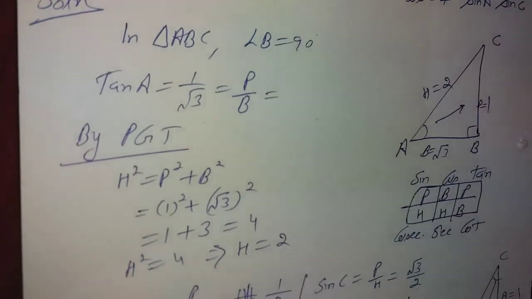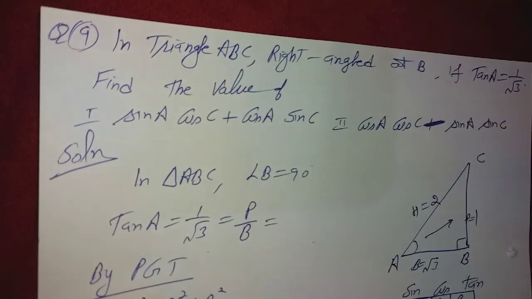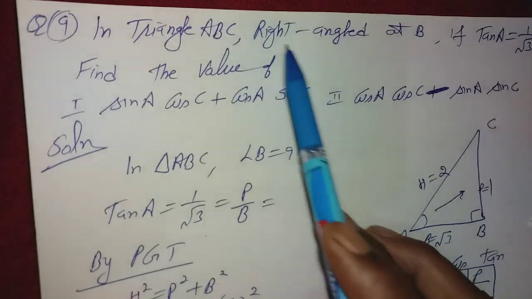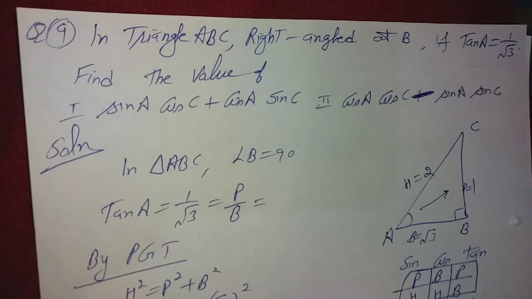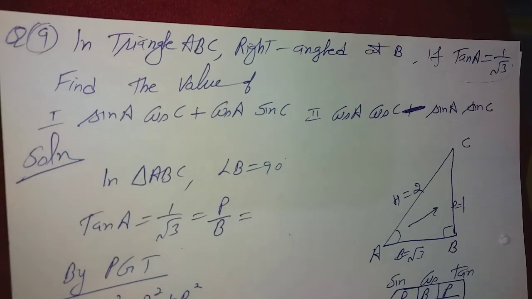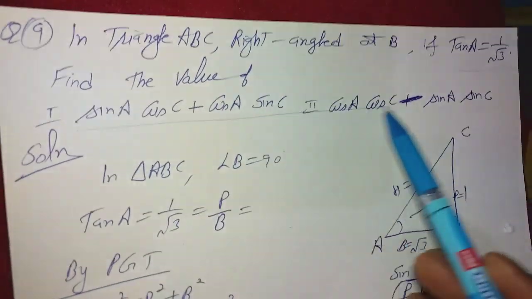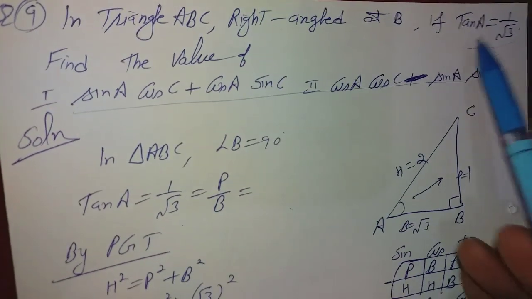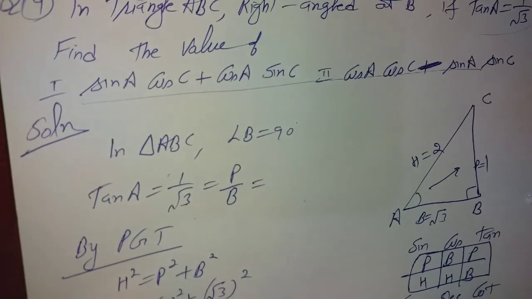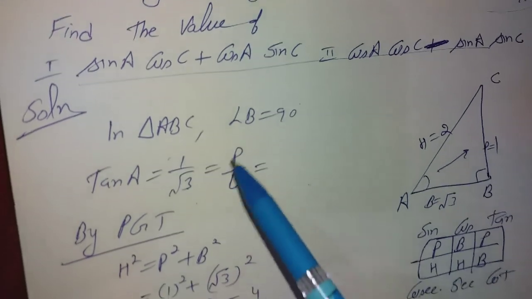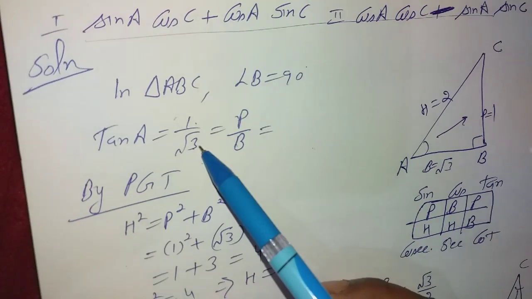Okay, next, question number 9. In a triangle ABC, right angle at B, tan A is 1 by root 3. Like a student, first of all you should read the statement, after that comes the evaluating part, right? So tan A is 1 by root 3. Tan, you know, is p by b. So p is 1 and b is root 3.